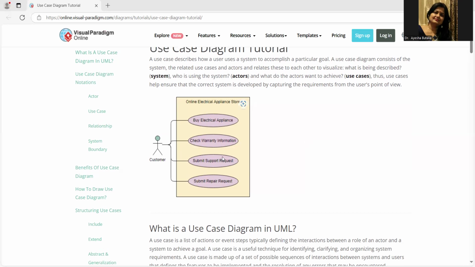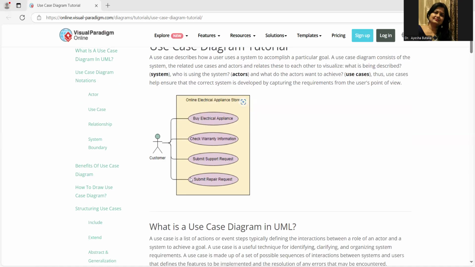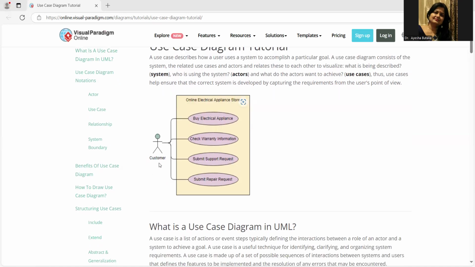So over here, if you consider this case study, here the customer is the actor, which is an external part of the system, and whatever is represented in this rectangle is our system of online electrical appliance store. So in the online electrical appliance store, these are the use cases defined for interaction with the customer. This is just a basic use case diagram, just to depict what the use cases are, what the actors are, and this is the entire system.